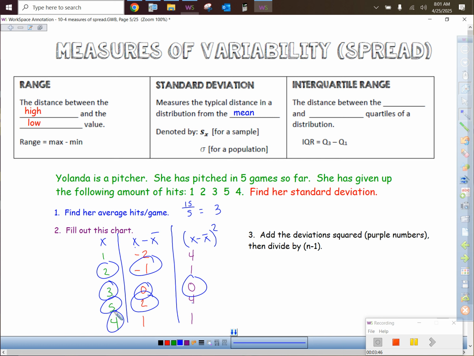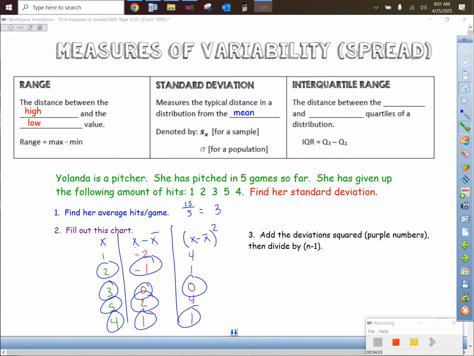And then in this game where she gave up 4 hits, she was 1 over the mean. So if I square it, I get 1. You're kind of cool with what I did? I just see how it varied from the mean every single time, right? Sometimes it was 2 below, sometimes it was 1 below, sometimes it was 0. And then we squared all those numbers.